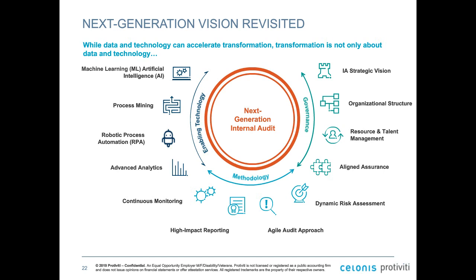And in future webinars, we are going to examine other aspects of the next gen vision. We may very well have a series of process mining webinars, depending on how we do in Q&A, and we'll cover areas including agile audit approach, which you see down at the bottom, machine learning and artificial intelligence, which you see at the top left, and certainly other areas that are of interest.